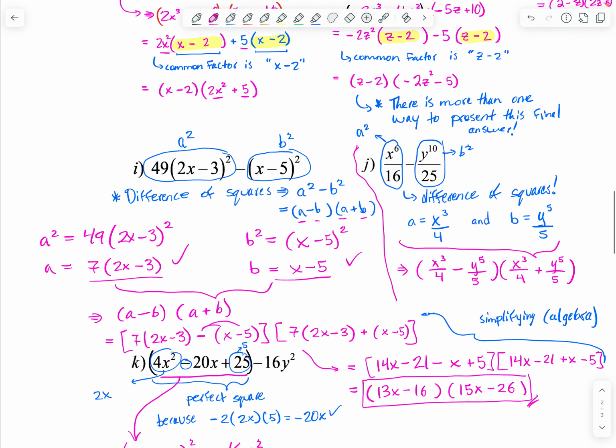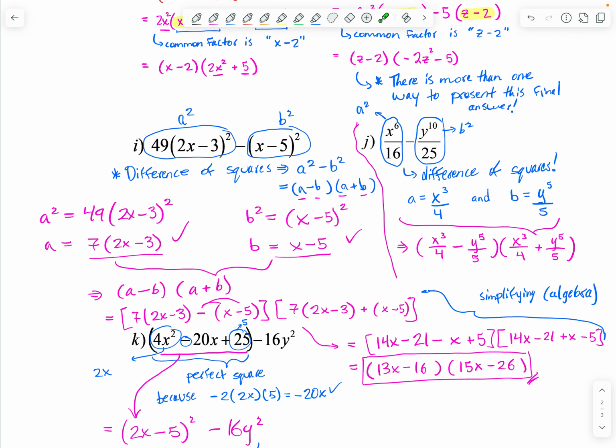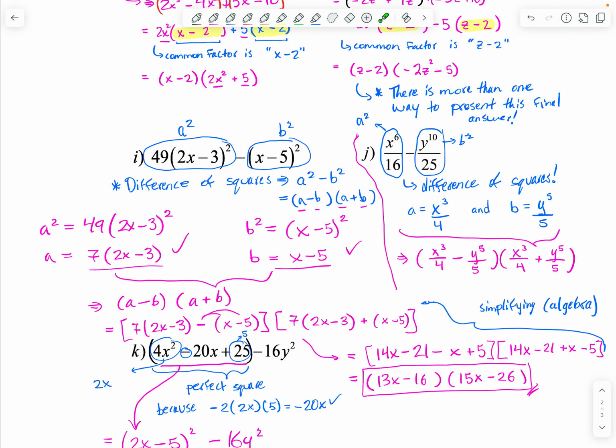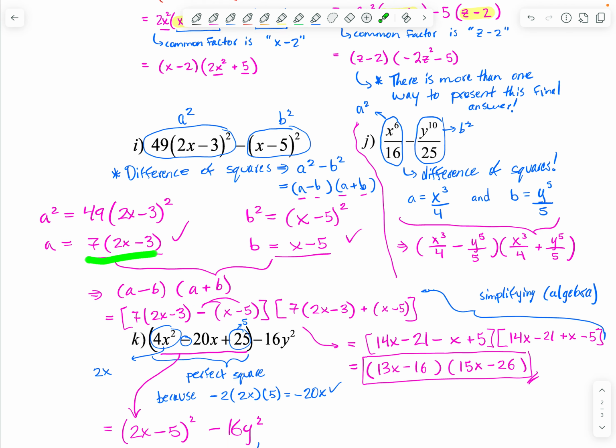Okay. Just a few more here. We're looking at this. It looks complicated, but it's actually just a difference of squares, because this is one term and this is one term. My whole a is this, so a squared is this, so my a would just be the square root of 49, 7, and then 2x minus 3. So as I've shown here, my b would be x minus 5, the square root of this. And then I write a minus b, a plus b. So I have this thing minus this thing right here. I like to put brackets because it's subtraction. And then I have this thing plus that thing, b.